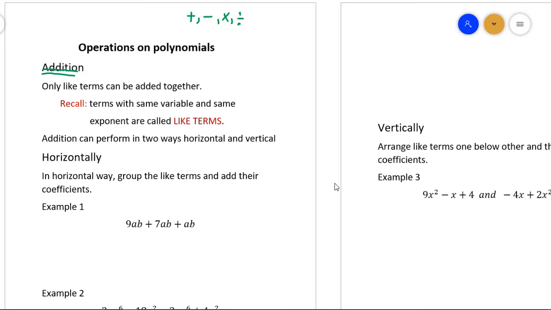Operations on polynomials. First of all, we are going to learn how we can add polynomials. Remember that only like terms can be added together. What are like terms? The terms with the same variable and the same exponent are called like terms.